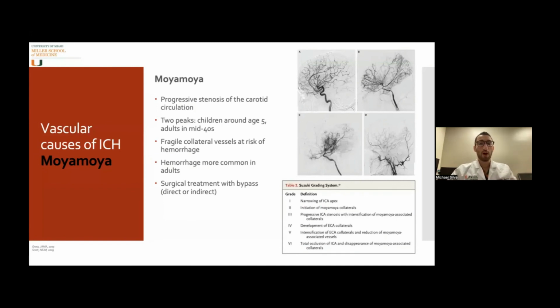Hemorrhagic presentation is more common in adults, and there's a Suzuki grading system on the bottom right that basically grades the degree of stenosis and collaterals. Surgical treatment is with bypass, either direct or indirect.